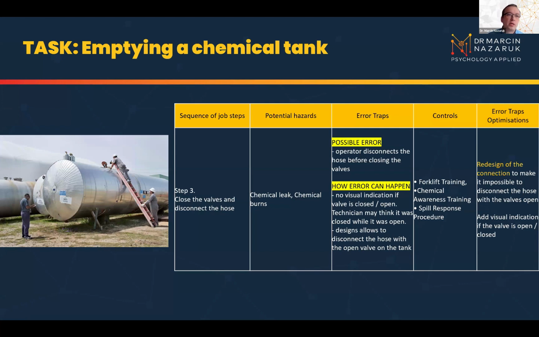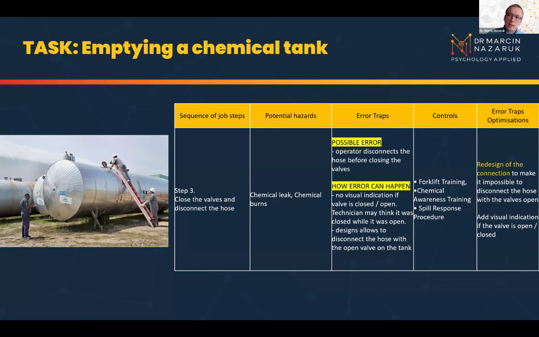So here we've got a task of emptying a chemical tank. And step 3, so here we've got an extract. Step 3 is to close the valves and disconnect the hose, and the hazards are chemical leak and burns. And this is based on a real risk assessment, and the controls were forklift training, chemical awareness training, and a spill response procedure.